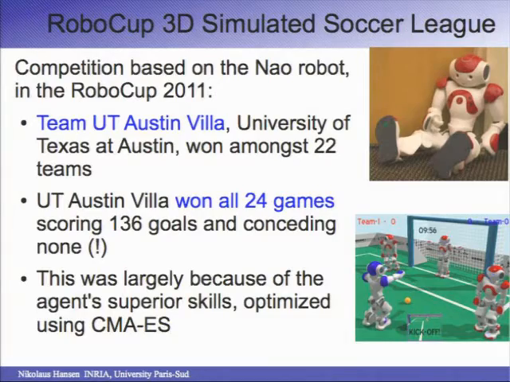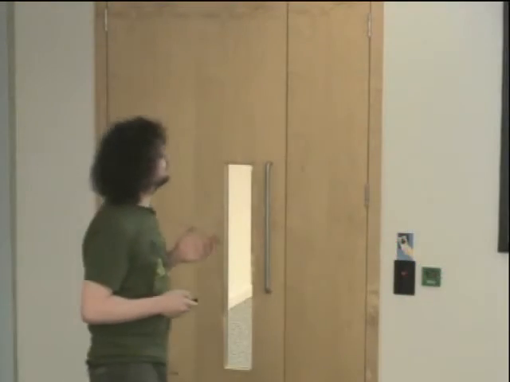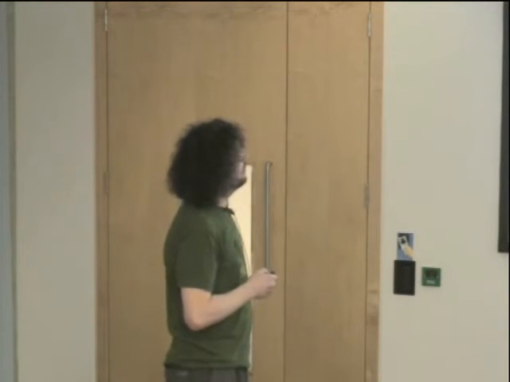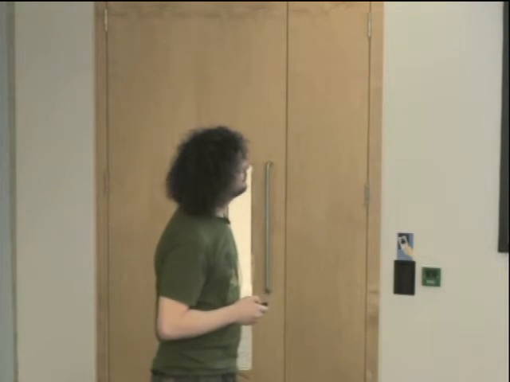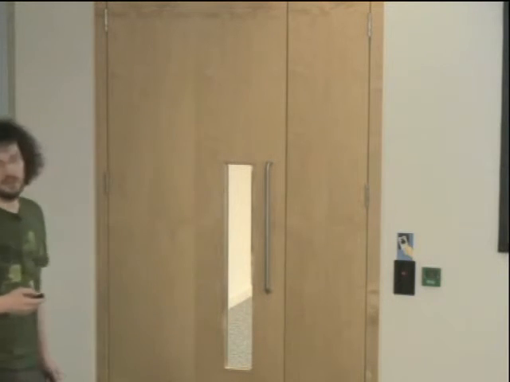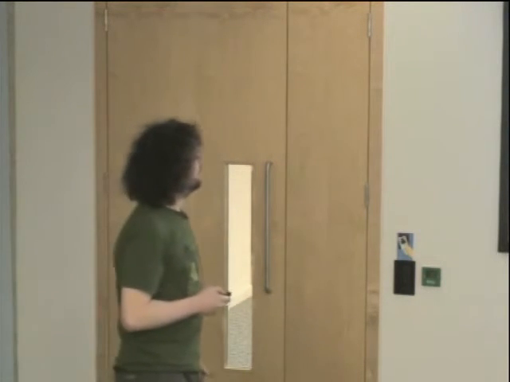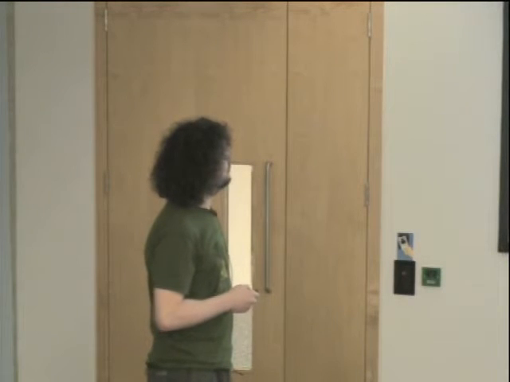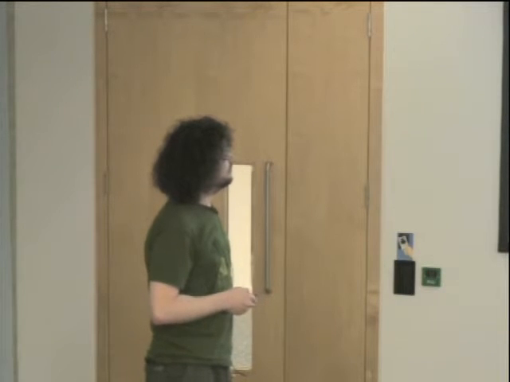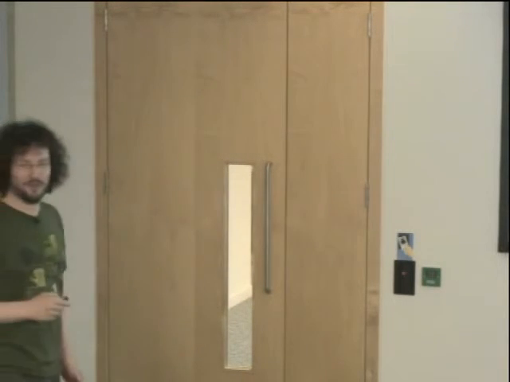This is another example I just got to know two months ago. It's from the RoboCup in the simulated soccer league, where a 3D simulation of the nano robot is done. This is the nano robot. It's a real robot, and the league is a simulated one, and the University of Texas at Austin won this competition amongst 22 teams. More surprising is they won all 24 games, and they scored 136 goals and conceded none, which means they were pretty good compared to all the others.